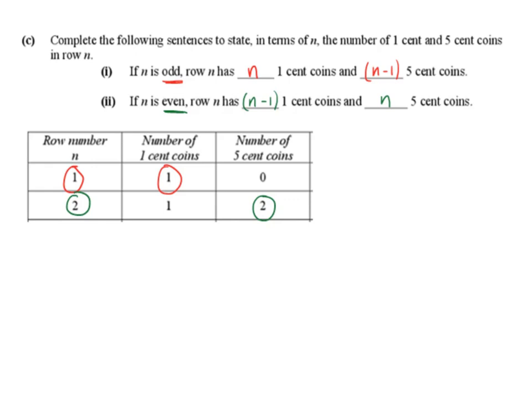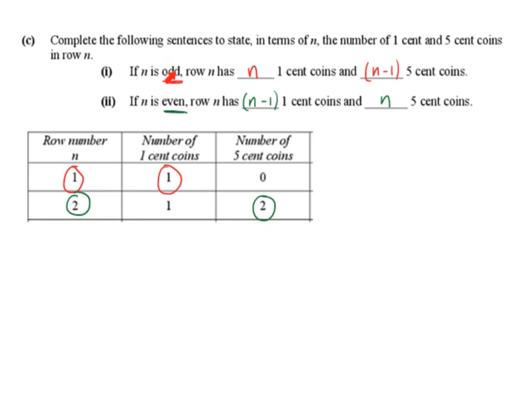So we know that there's a pattern and it repeats itself for each of the rows. So if we just take the first 2 terms, so the first 2 rows, so row 1 had 1 1 cent coin and 0 5 cent coins, and row 2 had 1 1 cent coins and 2 5 cent coins. So this is all we actually need to work this out.